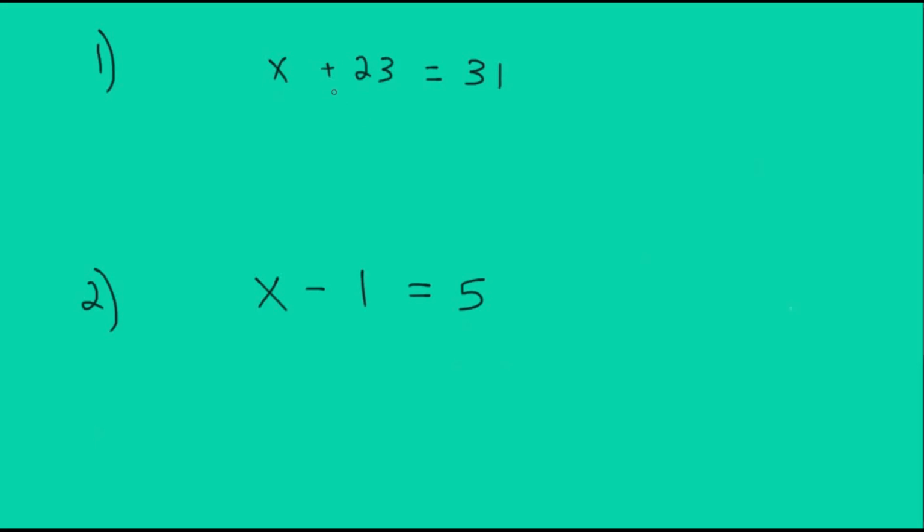How we're going to do that is by removing this 23 from this side. The way we're going to do that is by doing the opposite of addition, and the opposite of addition is subtraction. So we're going to subtract this 23 from this side. So now we have 0 on this side, 0 plus x.